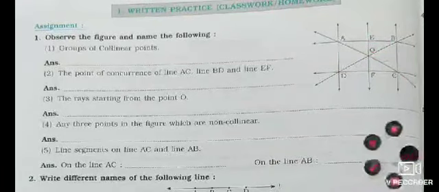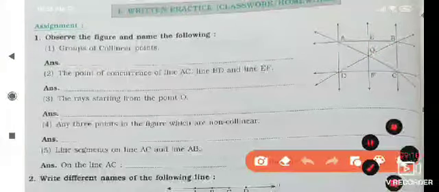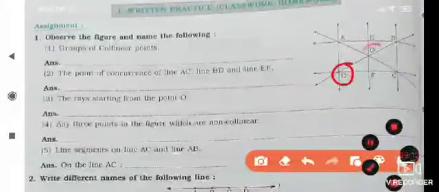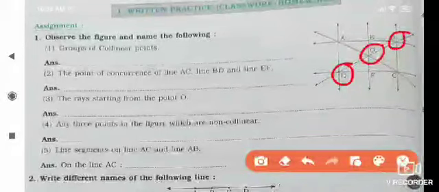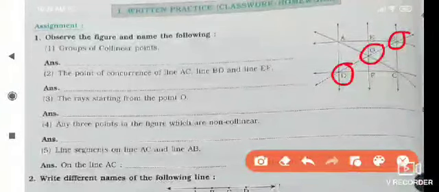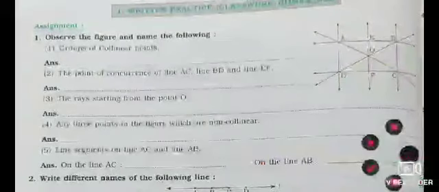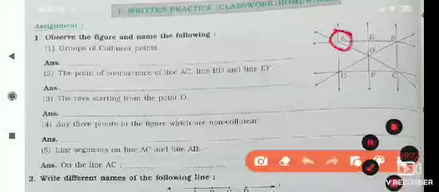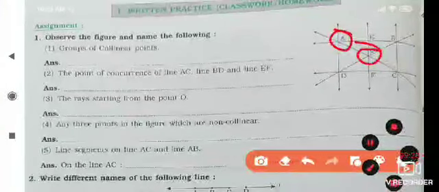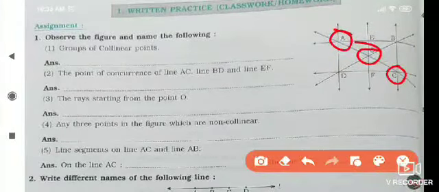Next, if you move diagonally, you will notice that point D, point O and point B are also on one straight line. That's why these are also collinear points. Next, point A, point O and point C are also collinear points. So how to write the answer for this question?